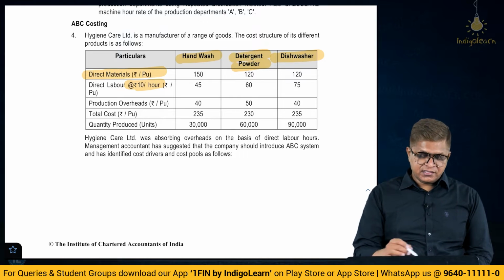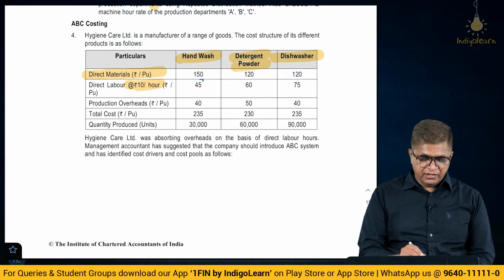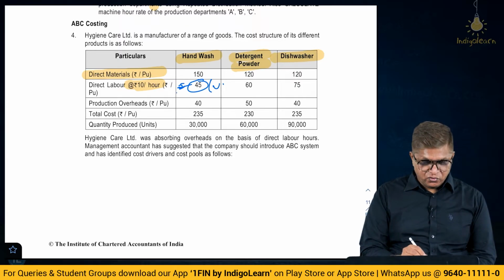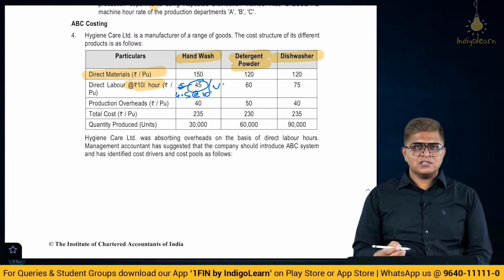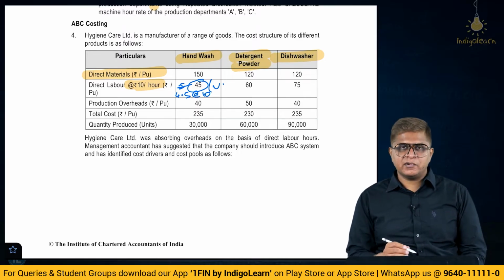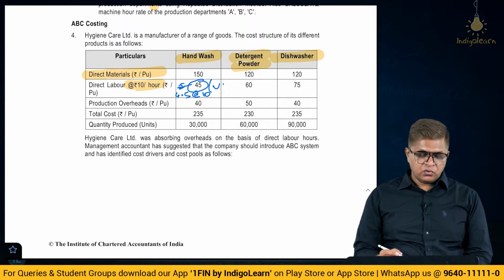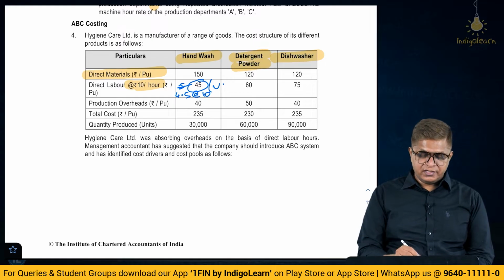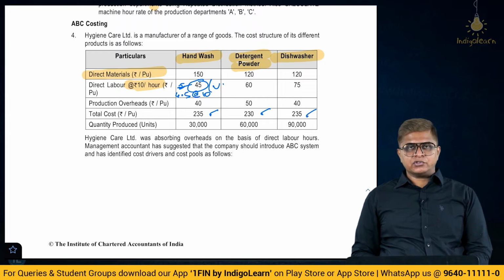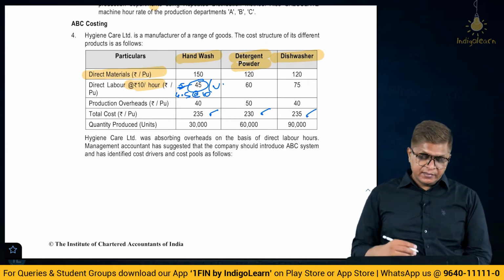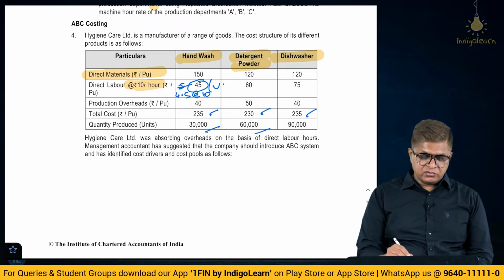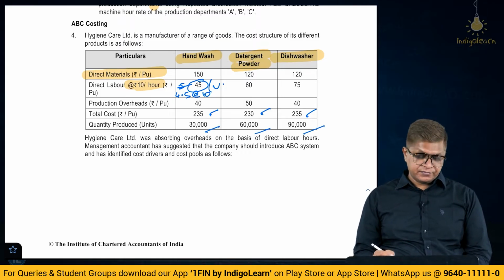That means, for example, the hand wash is given as 45 rupees per unit. So we have to interpret it as what? It is 4.5 hours at rupees 10 per hour and 45 is the cost per unit. Likewise for detergent powder and for dishwasher. Production overheads rupees per unit. So 40, 50 and 40. They have arrived at a total cost of 235 per unit for hand wash, 230 for detergent and 235 for dishwasher. Then they have given us the quantity produced, 30,000 for hand wash, 60,000 for detergent and 90,000 for dishwasher.